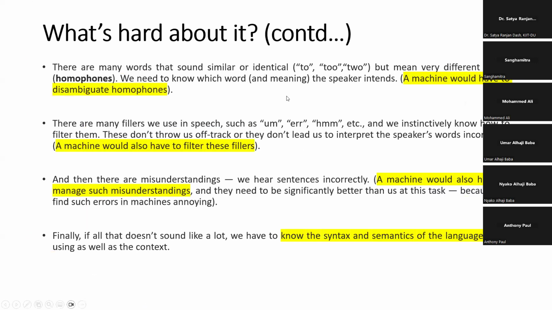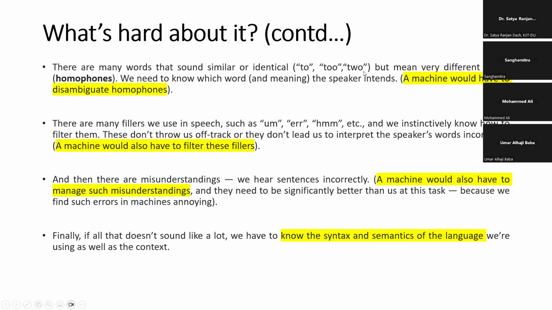Another very important difficulty is disambiguating the homophones. For example, the words to, two, and too all have different spellings and different meanings, but they are pronounced identically. And the system will have to disambiguate between these different versions.